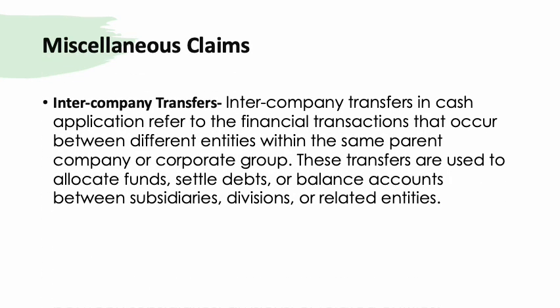Now we move to the next type of claim, miscellaneous claims. In miscellaneous claims, there are intercompany transfers. Intercompany transfers in cash application refer to the financial transactions that occur between different entities within the same parent company or corporate group. These transfers are used to allocate funds, settle debts, or balance accounts between subsidiaries, divisions, or related entities. What are the key aspects of intercompany transfers?